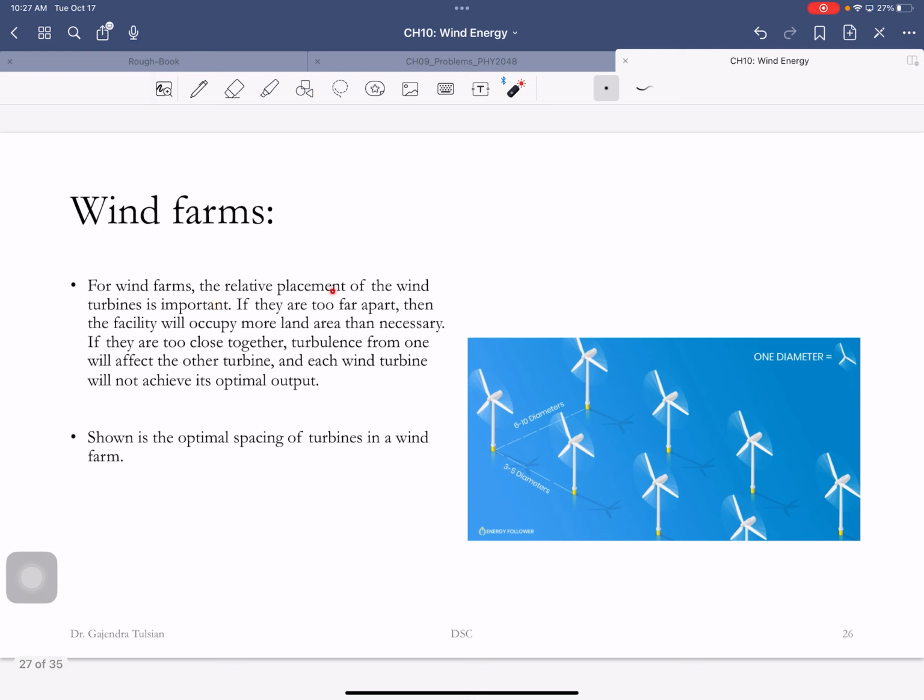For wind farms, the relative placement of turbines is important. If they're too far apart, then the facility will occupy more land area than necessary. If they're too close together, turbulence from one will affect the other turbine.